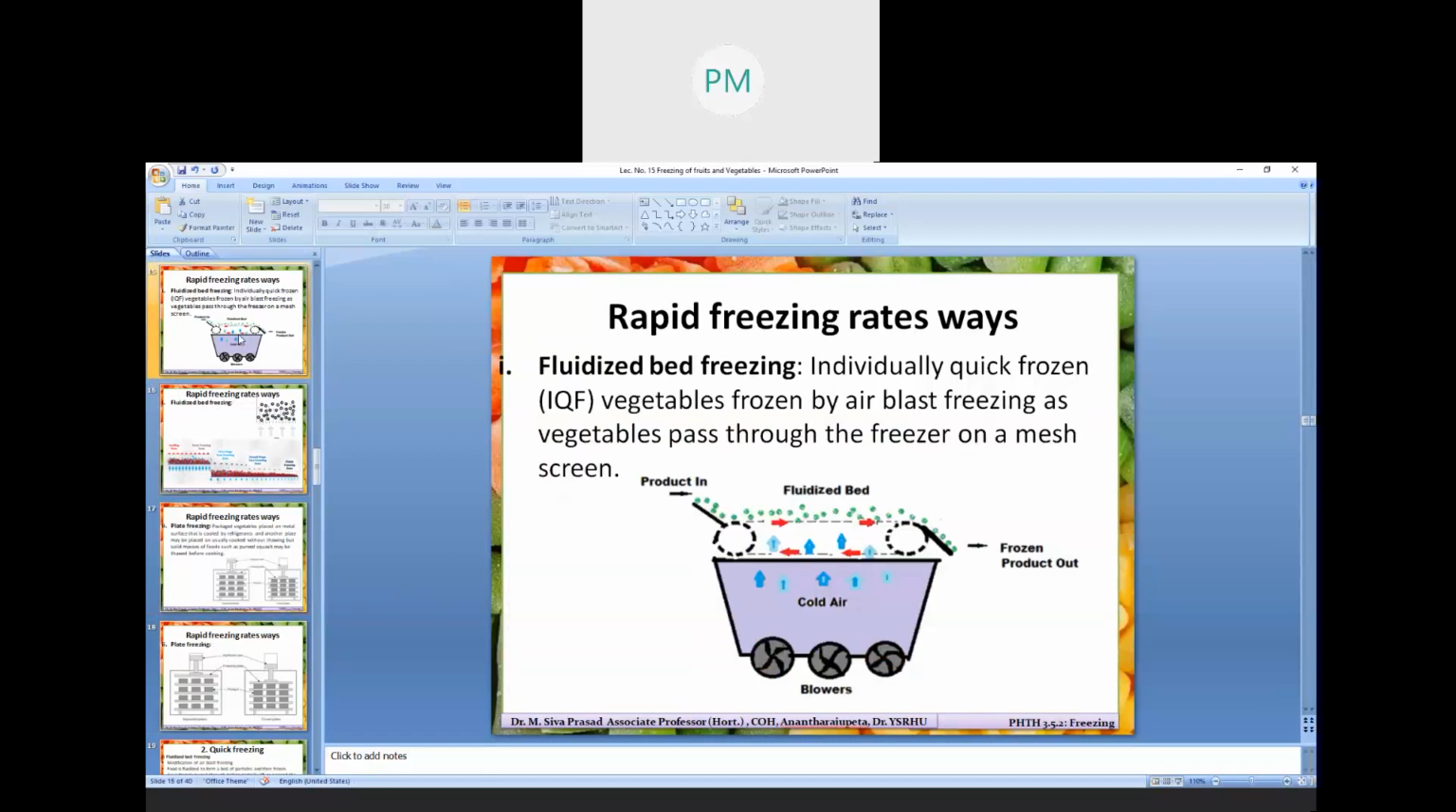So in the case of fluidized bed freezing, it forms like a bed over which your product rolls, and underneath it cold air will be blowing. The product will be moving on a bed, on a conveyor belt, which has perforations, isn't it? Can you see the slide?